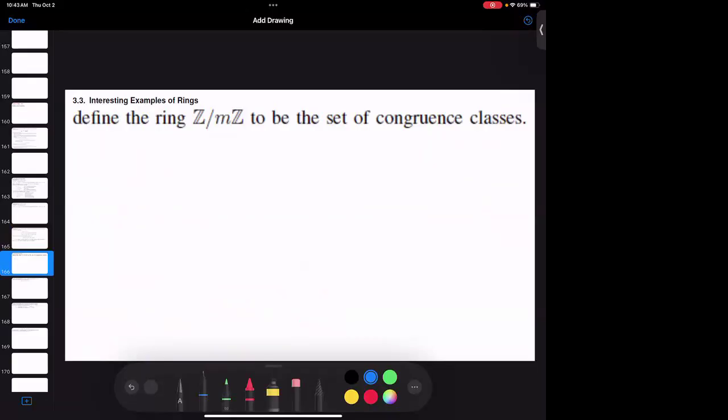All right, so interesting examples of rings. Let's define the ring Z mod MZ, which we've seen before, to be the set of congruence classes. So for example, if I give you m equals 12, I can define Z mod 12Z as 0 plus 12Z, 1 plus 12Z, ..., 11 plus 12Z.